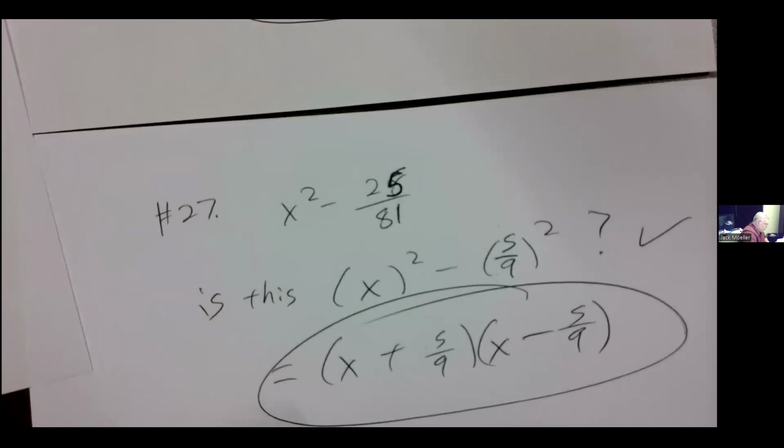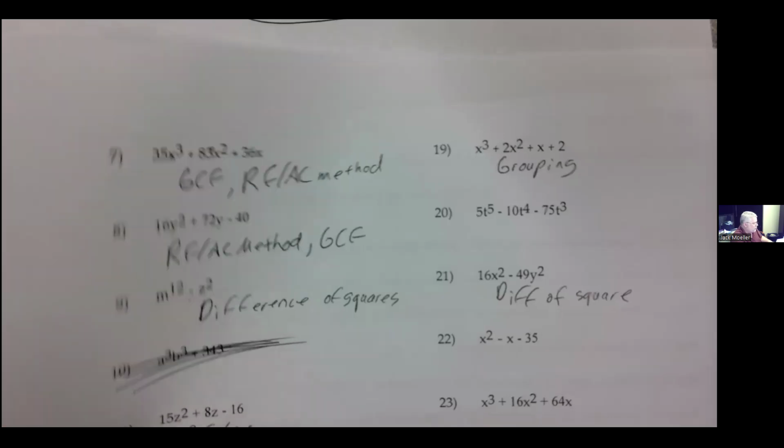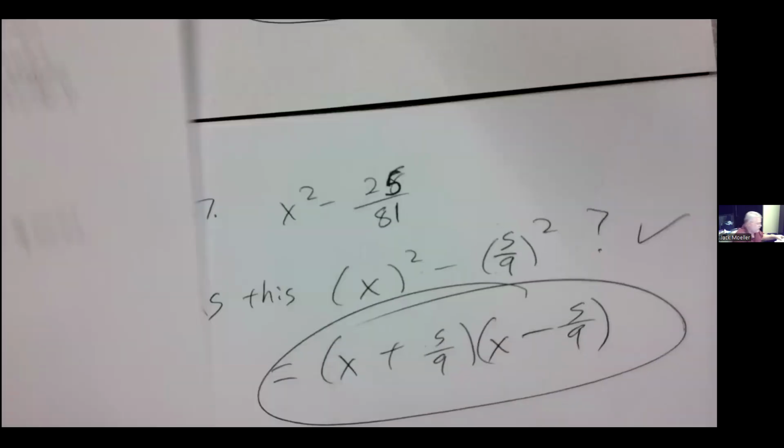Okay, let's do a little bit messier one. So number 9 is m to the 12th minus z squared. In our last video, we said that's a difference of squares, but let's see why it is.